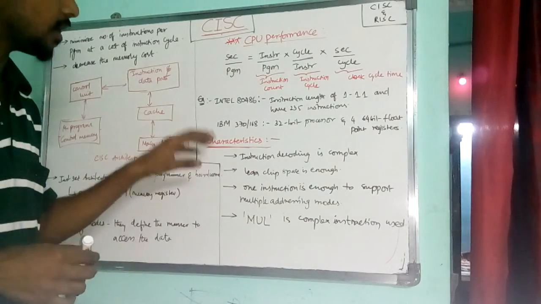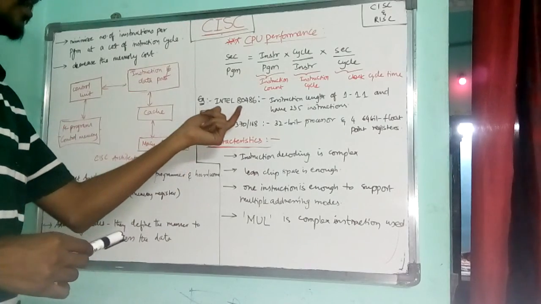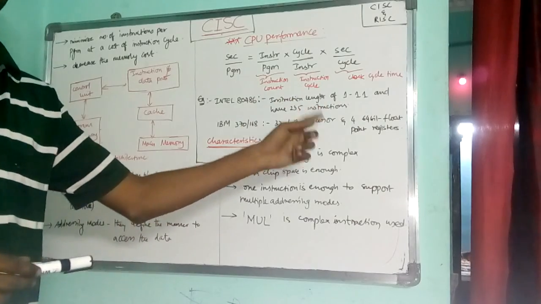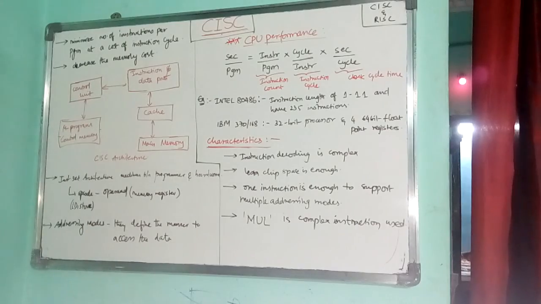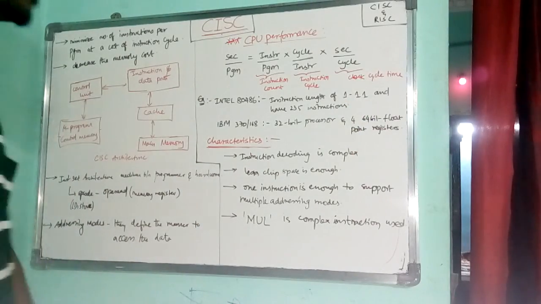The next thing is examples of CISC. These are the Intel 80486 processors. It is also a 32-bit processor, where the instruction length is from 1 to 11 bits, and it has 235 instructions which are variable.